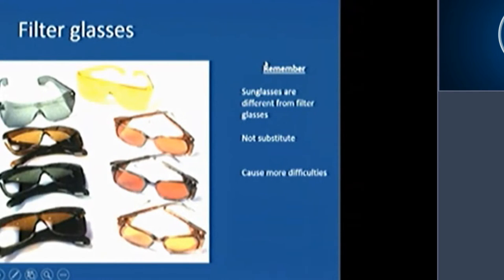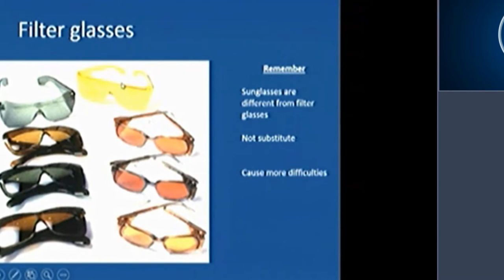The next one is the filters. 80% of the people with low vision disability are comfortable with and accept filter glasses. Which glass? We don't know. You just have to try different ones, and whichever is comfortable for them, one for indoor and one for outdoor, should be dispensed to them.